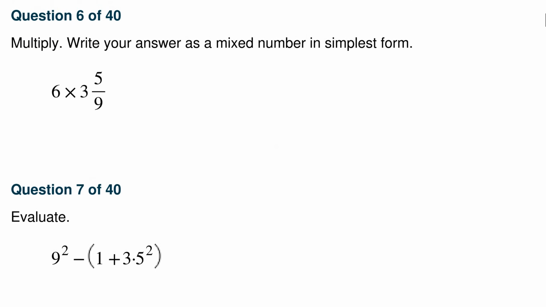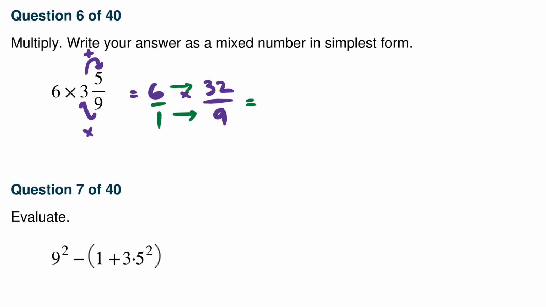Problem 6, multiply. Same thing, we have a mixed number, so we have to write it as an improper fraction first. So 9 times 3 plus 5. 9 times 3 is 27, plus 5 is 32. So that will be 6 times 32 over 9. Then we can put 6 over 1 and multiply straight across.